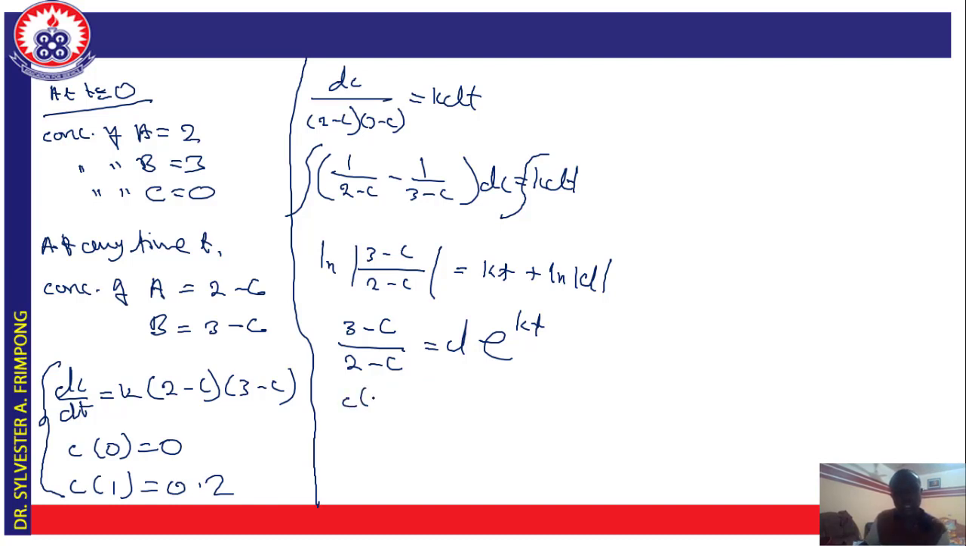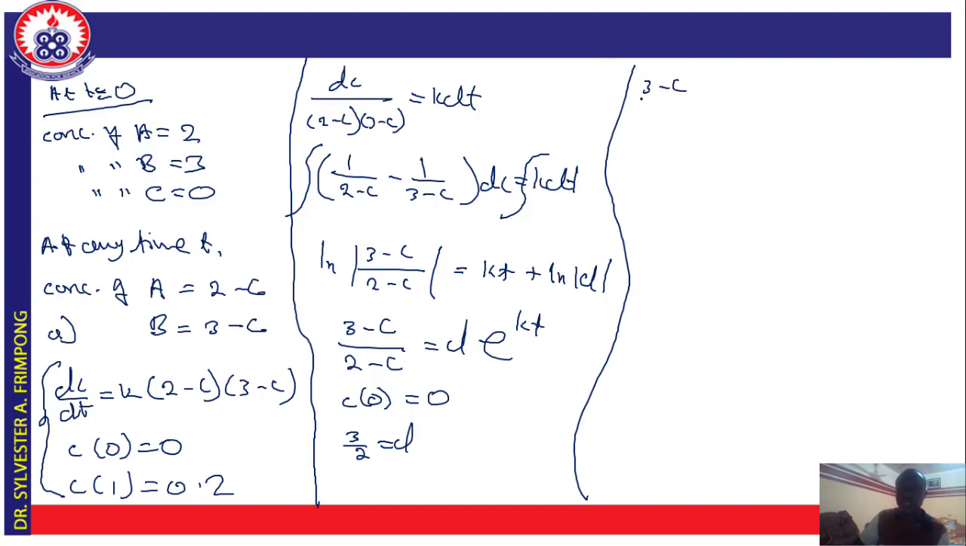Now we know C of 0 is equal to 0. So when you put them here, you are going to get 3 over 2 equal to D. Don't forget, in all these cases you are solving for C. So we can write this as 3 minus C over 2 minus C equal to 3 over 2 e raised to power KT.